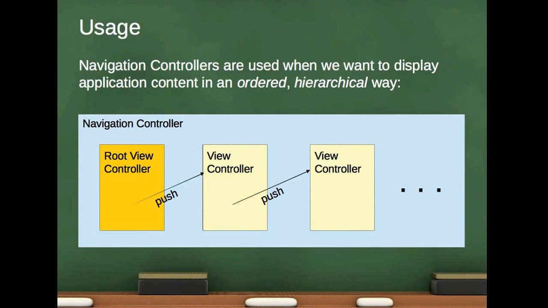So when do we use these things, more importantly? Well, the navigation controller is used when we want to display our view controllers in an ordered, hierarchical way. We have a picture here of a navigation controller that contains a stack. It has a root view controller that is set as that navigation controller's root, and then we push a view controller, and we push another view controller, and so on and so forth. Normally we pop in the reverse direction, but remember, we can also pop back to a specific view controller or all the way back to the root view controller.